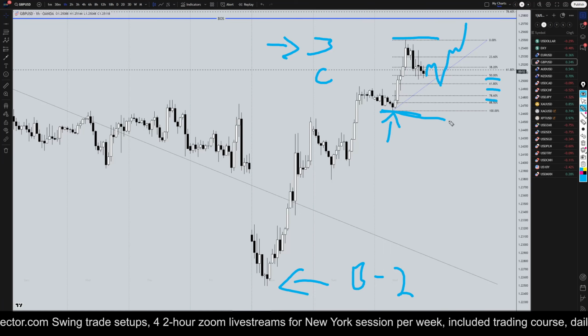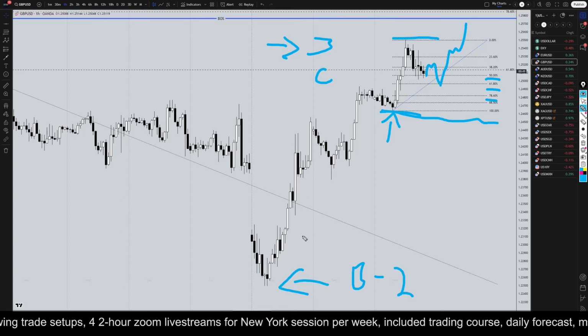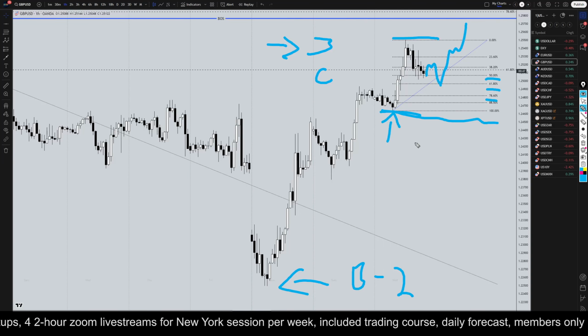So pay attention to your structure. No break of structure, look for higher lows at Fibonacci levels. Break of structure, throw your Fibonacci from the high to the low and look for bigger three-wave pullbacks.